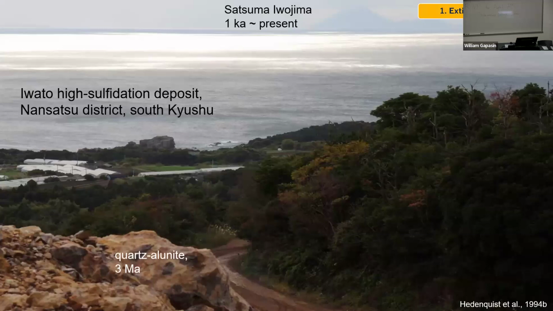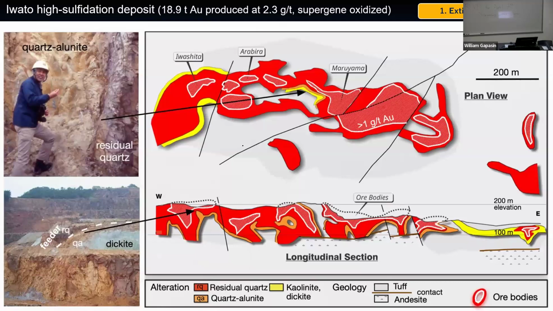There is Satsuma on the horizon. Here on shore, that's an air, unfortunately, 4 million year quartz alunite at Iwato. And here we see the residual quartz in extension, about 900 meters long, with narrow halos of quartz alunite. Here, knife sharp residual quartz to quartz alunite. That's Urashima standing right next to the contact. We can see the quartz alunite going out to dickite, kaolinite, some pyrophyllite.